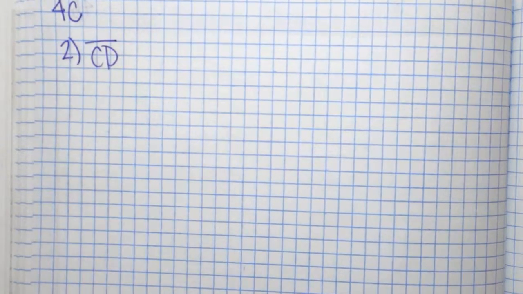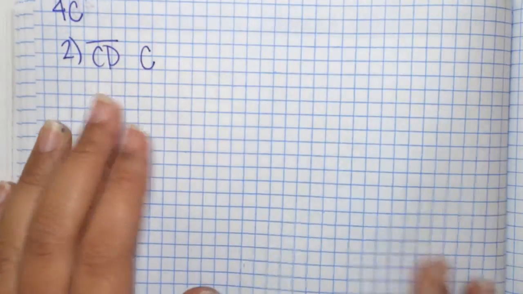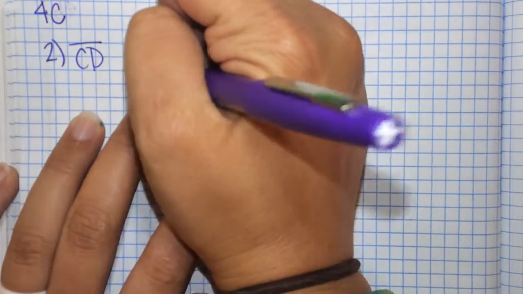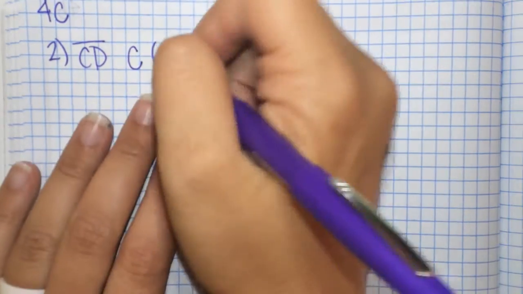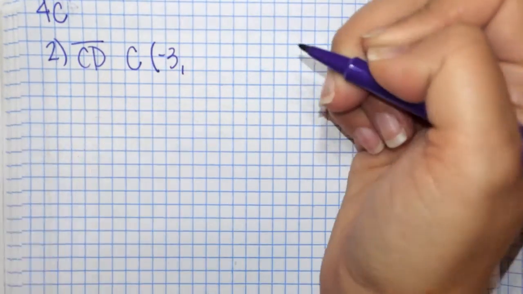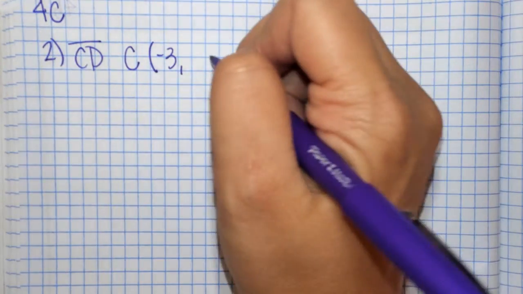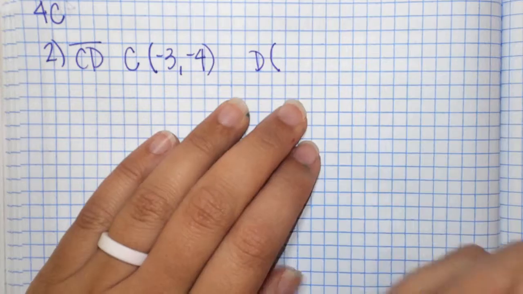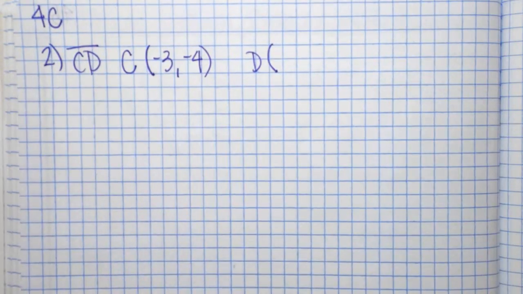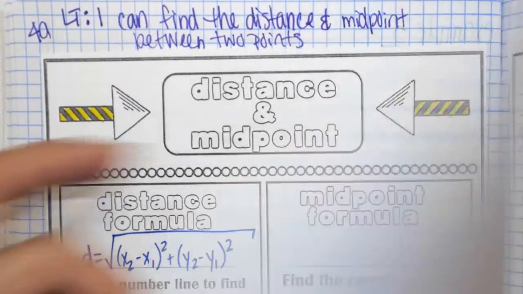Now, first what I want you to do is I want you to look at the paper and tell me what the coordinate for C is. Okay. And what's the coordinate for D? For D? Negative 3, 3.